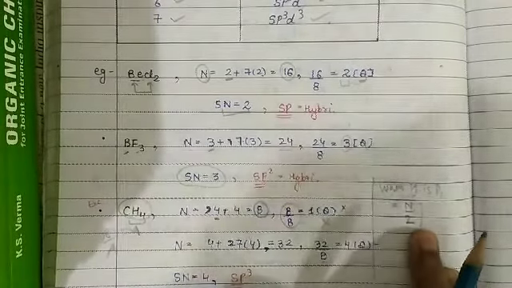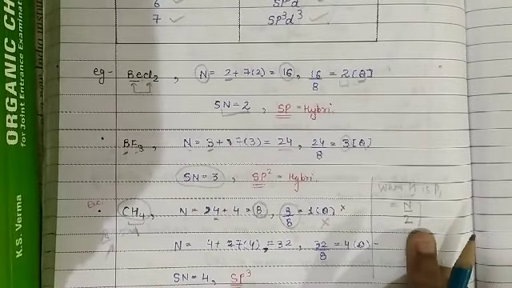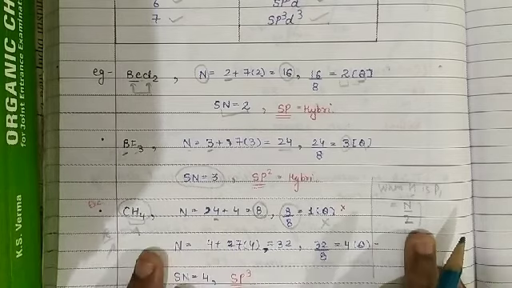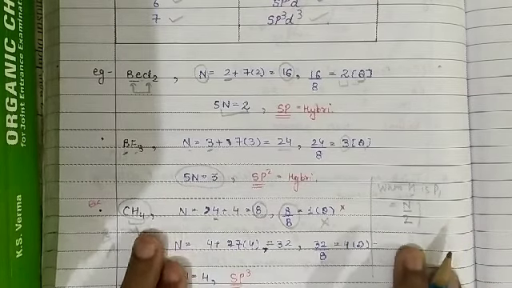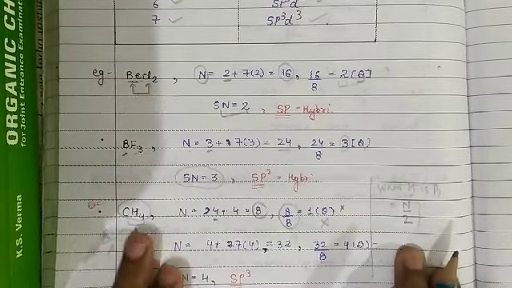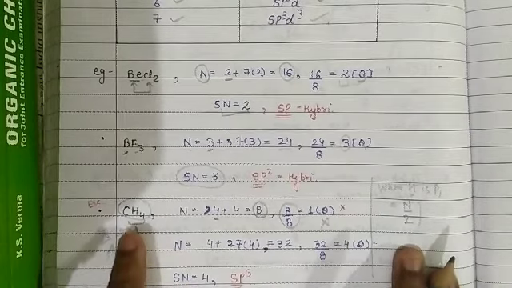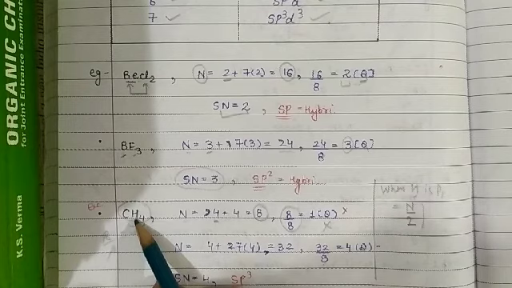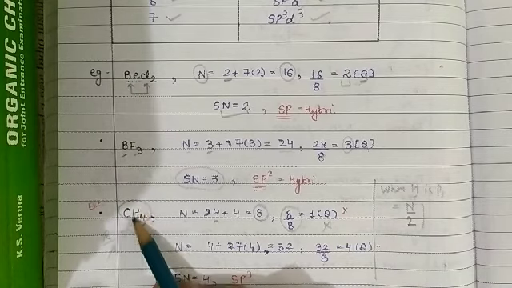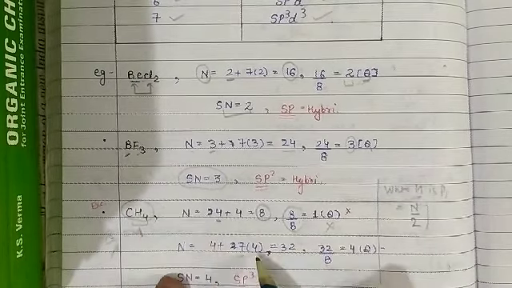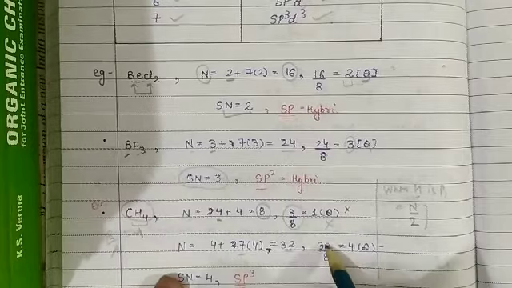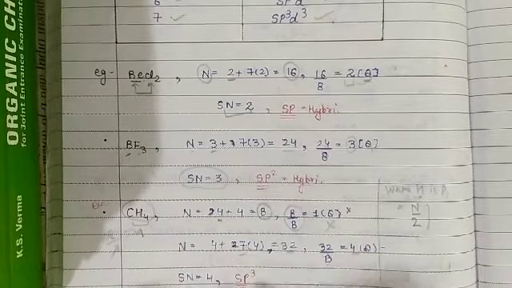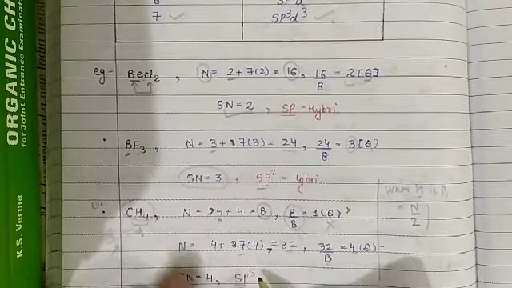We may use this one shortcut, or otherwise, in the case of hydrogen, take hydrogen's valence electron as 1, and subtract it from 8. When we subtract 8 minus 1, it will be 7. There are 4 hydrogens, so 7 into 4 is 28, plus 4 is 32. 32 divided by 8 is again 4, sp3. Either may use this one or this one.